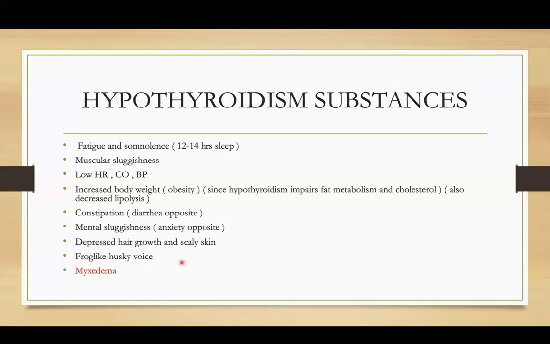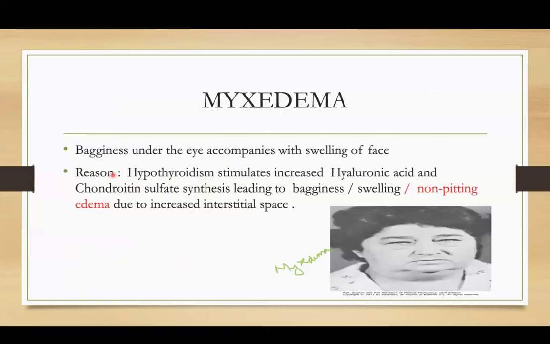You're going to have a husky voice and you're going to have myxedema. So basically just remember the opposite of hyperthyroidism. And myxedema is basically bagginess under the eye accompanied with the swelling of the face.